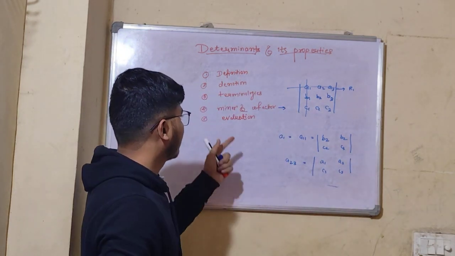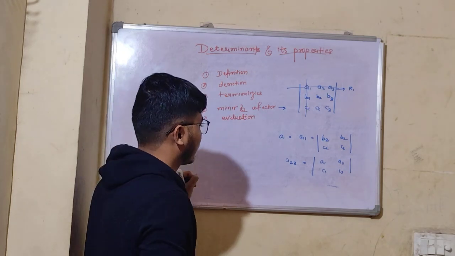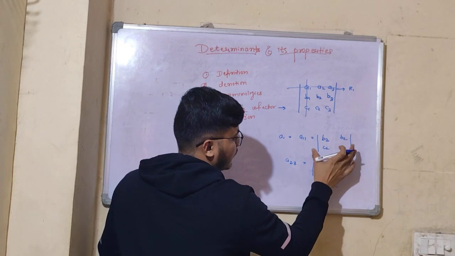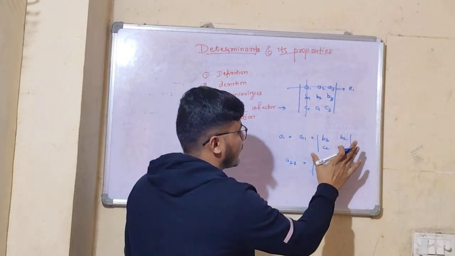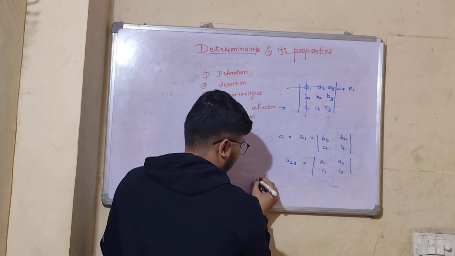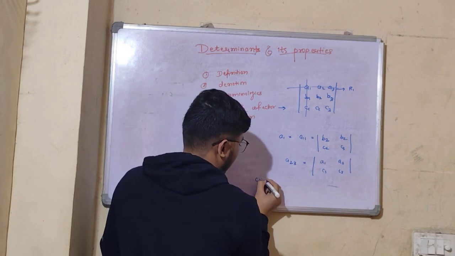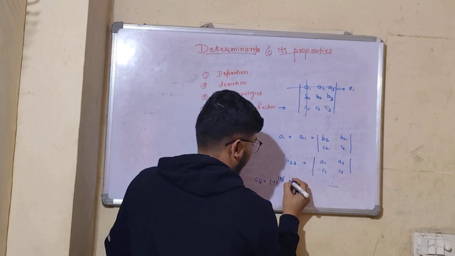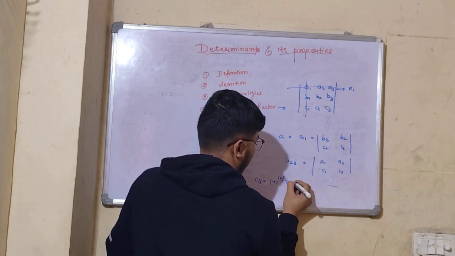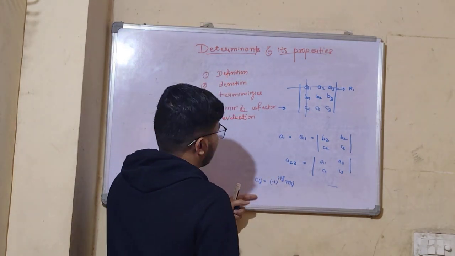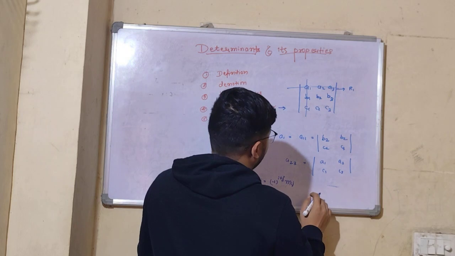There is little difference between minor and cofactor. That is, minor is nothing but the smaller determinant. What the cofactor is, we denote the cofactor Cij as equal to minus 1 to the power i plus j times the minor of ij. As you can clearly see, there is not much difference.